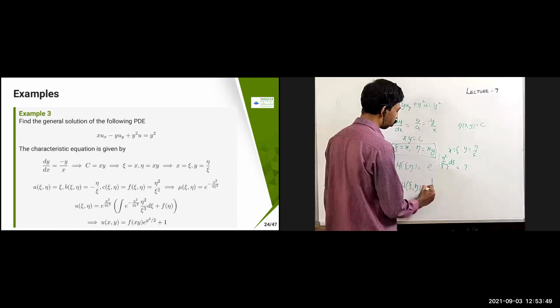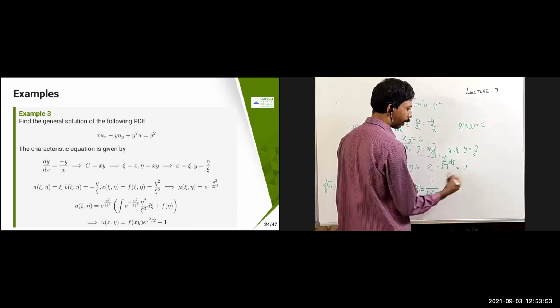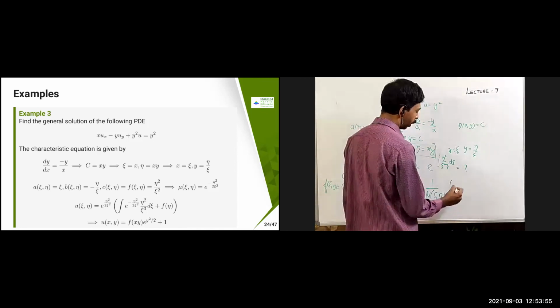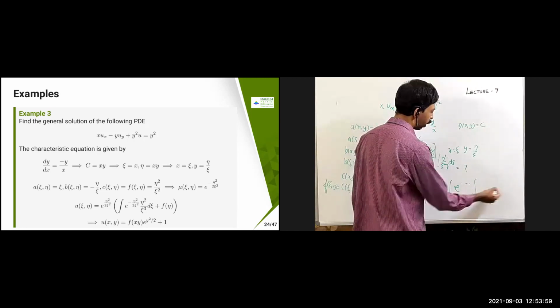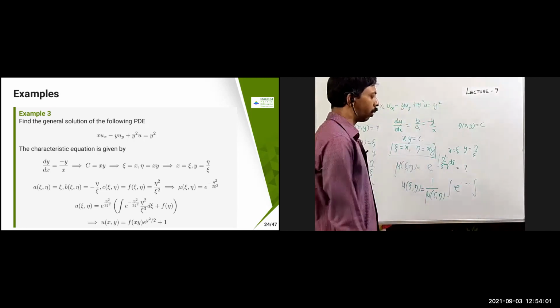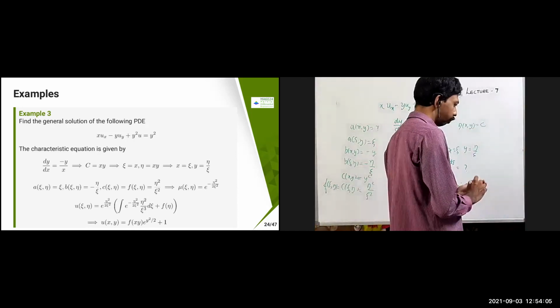Then you apply 1 by mu of chi comma eta, and then integrate that with the e power, and then integrate it. Another integral, and then put it in. So verify whether it is correct or not. If any mistakes are there, let me know.